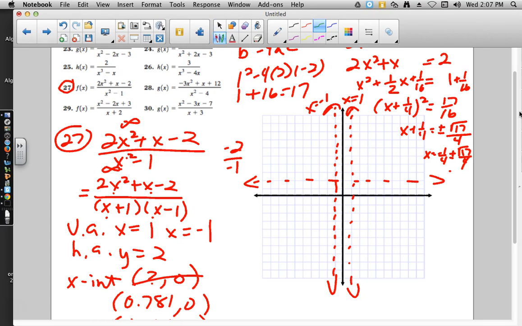We had 0, 2, and then we had 0.78, well actually it was the other way around, 0.7810, and we had negative 1.280. Now that's really helpful, because what I know now is this branch has to go this way, has to go that way, so I can get the sketch of that in there.